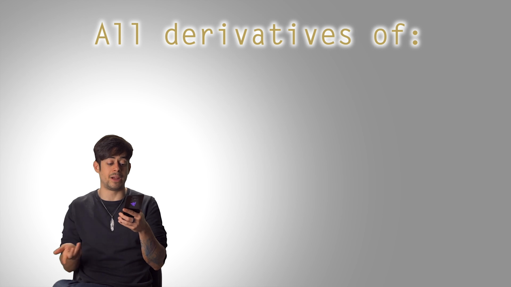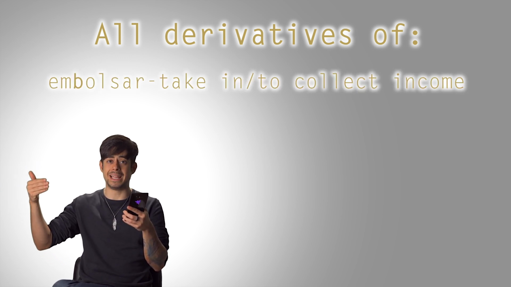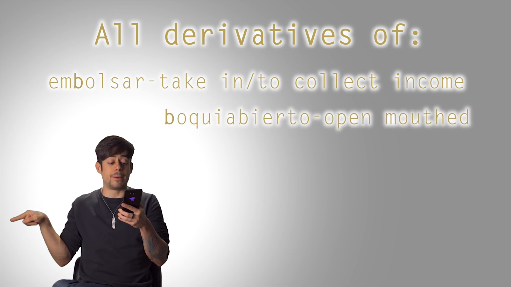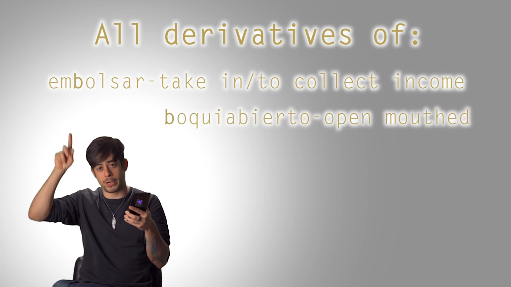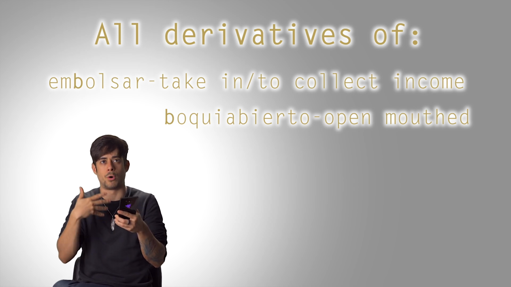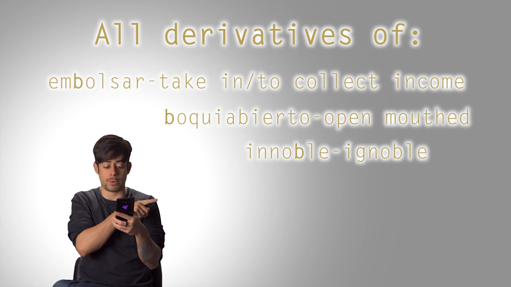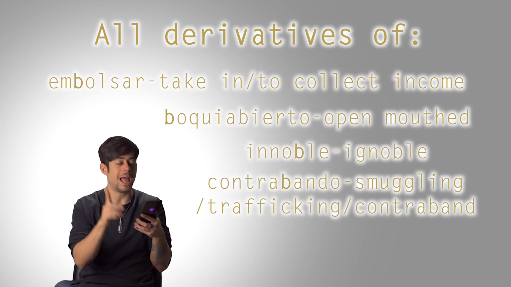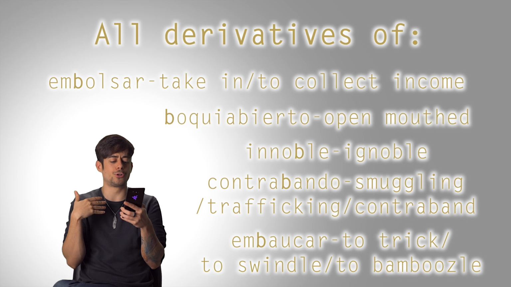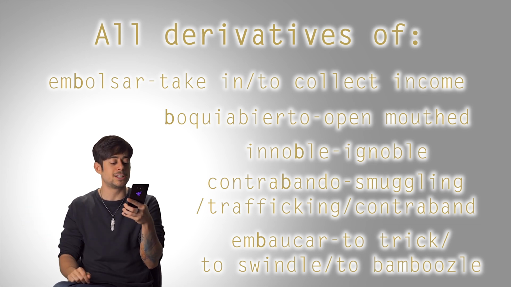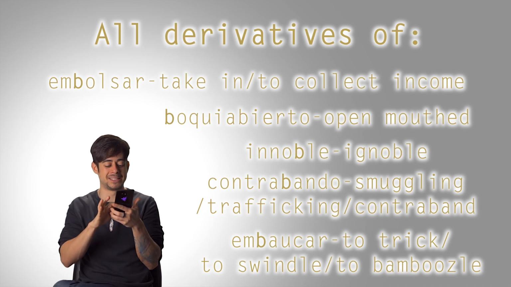And the last one, finally, we have all the tenses and derivatives of the verb embolsar, which means to take in, to collect, mainly income from a single source or over a period of time. Boquiabierto, open-mouthed, which probably most of you are after hearing all of these rules. Me dejas boquiabierto, you leave me open-mouthed. Ignoble, ignoble. Contrabando, smuggling, trafficking, contraband. Embaucar, to trick, to swindle, or to bamboozle, which was a new one for my vocabulary. I didn't know about the verb to bamboozle, so I've learned it as well making this class for you guys.